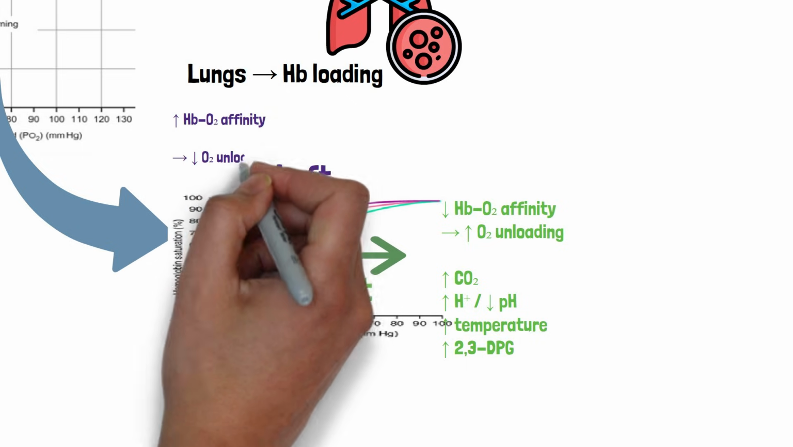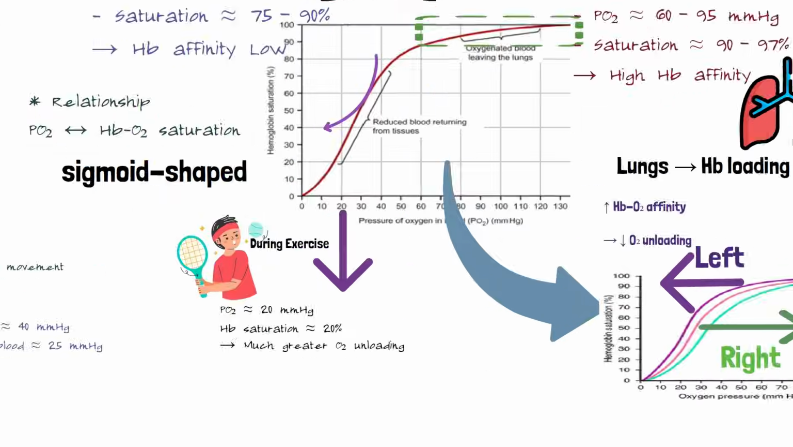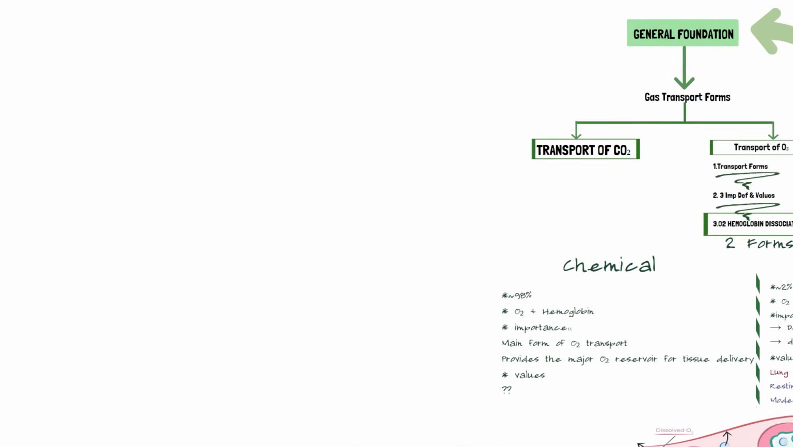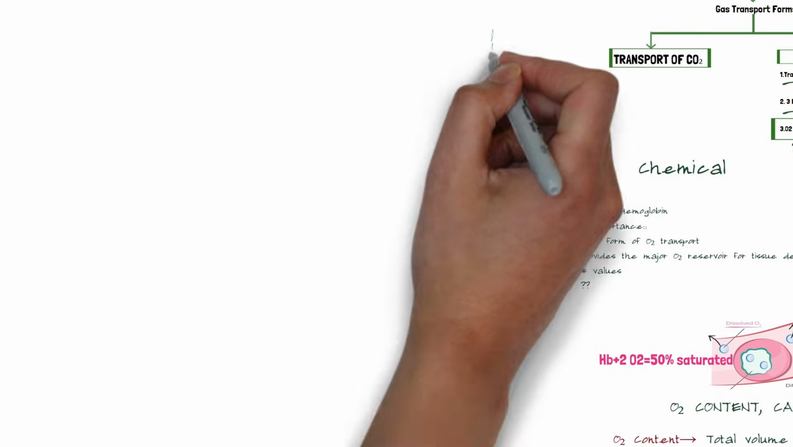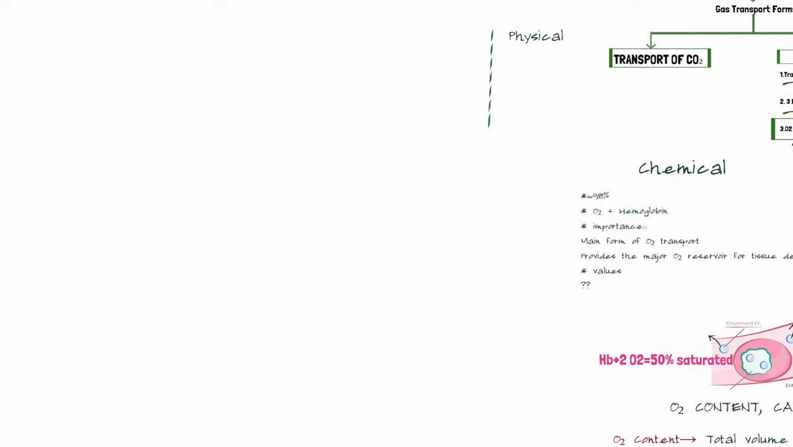while left means that the affinity of hemoglobin to oxygen increased. The hemoglobin holds the oxygen, and this occurs when the metabolism of the tissues decreased. So the carbon dioxide, hydrogen, temperature, 2,3 diphosphoglycerate decrease.